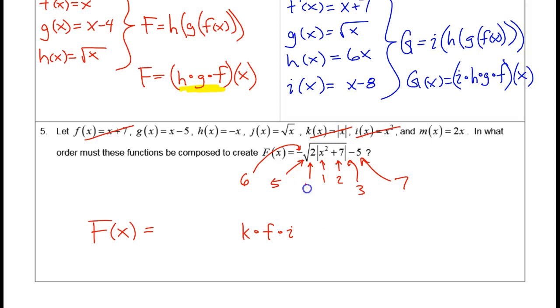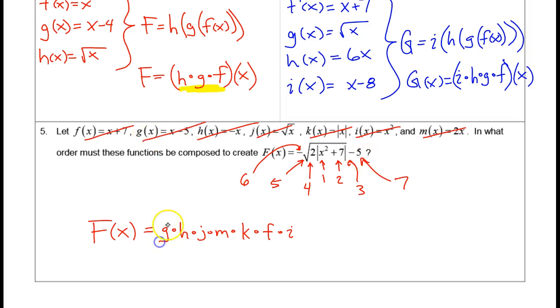So that's the fourth thing we do, which is the doubling function. So that's m. And the fifth thing we did was the square root. That's j. And then the sixth thing we did was take the opposite of everything. So that's h. And last but not least, we took care of subtracting 5 with g.